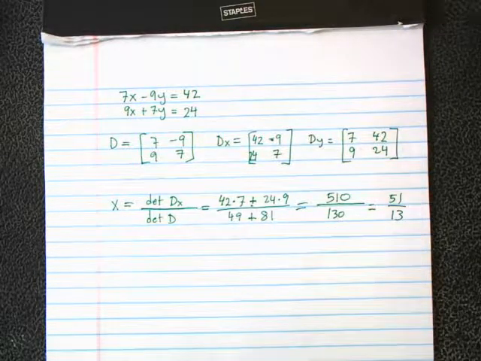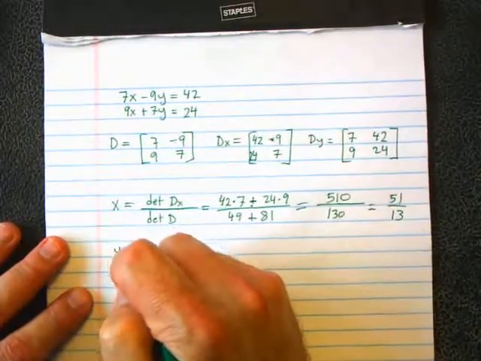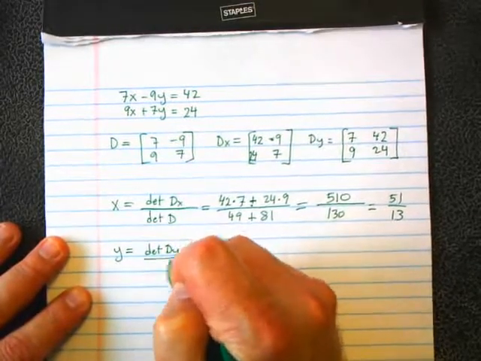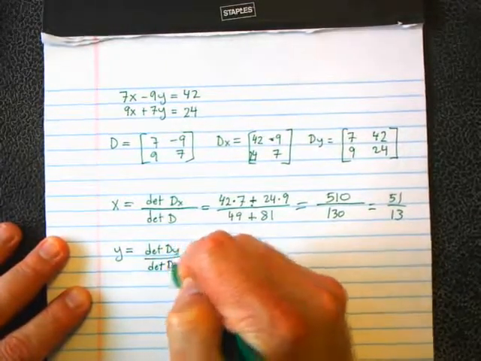So again, this is one of the advantages of Cramer's rule. The fact that I have a fraction for my answer doesn't bother me because I don't have to plug it in anywhere. I just get to go right ahead and go to y. So y is the determinant of dy divided by the determinant of d.